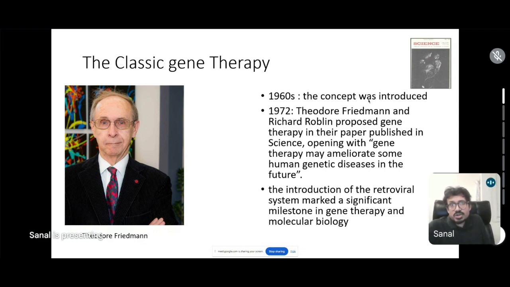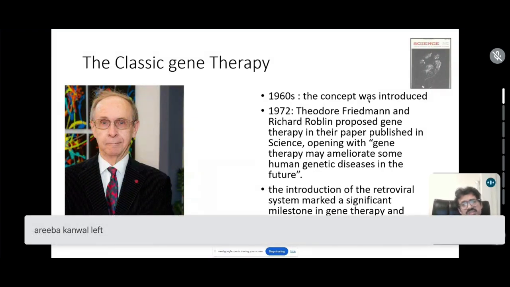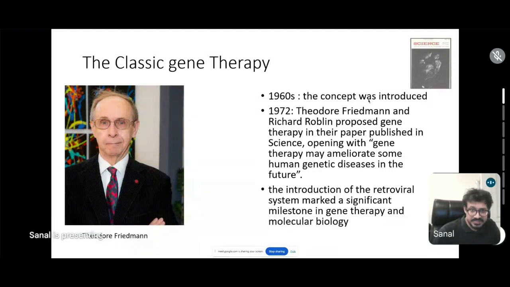The classic gene therapy concept was conceived way back in the 1960s, and in 1972 Theodore Friedmann and Richard Roblin proposed gene therapy in a paper published in Science, opening with "Gene therapy may ameliorate human genetic disease in future." The introduction of retroviral systems marked a significant milestone in gene therapy and molecular biology because it paved new avenues into the field. Before that, delivering a gene was so difficult and inefficient.